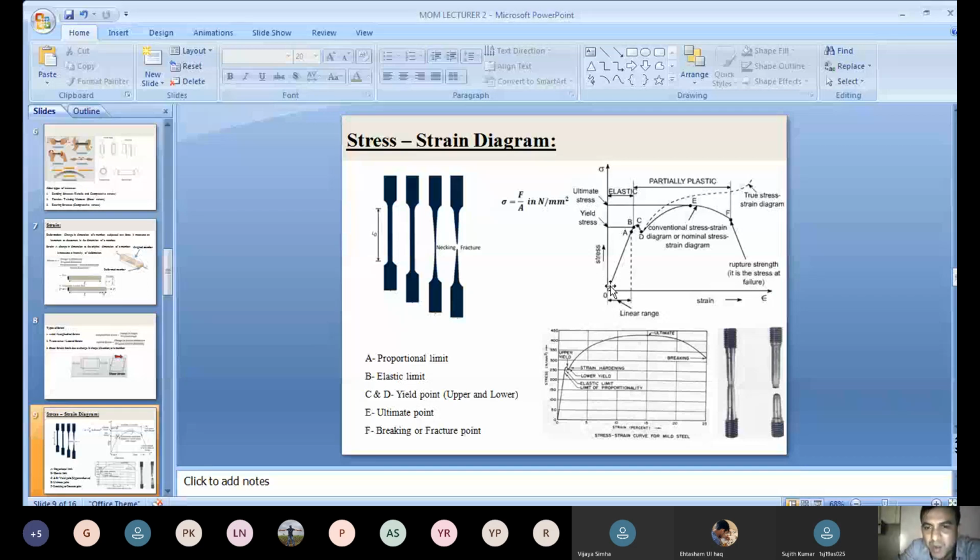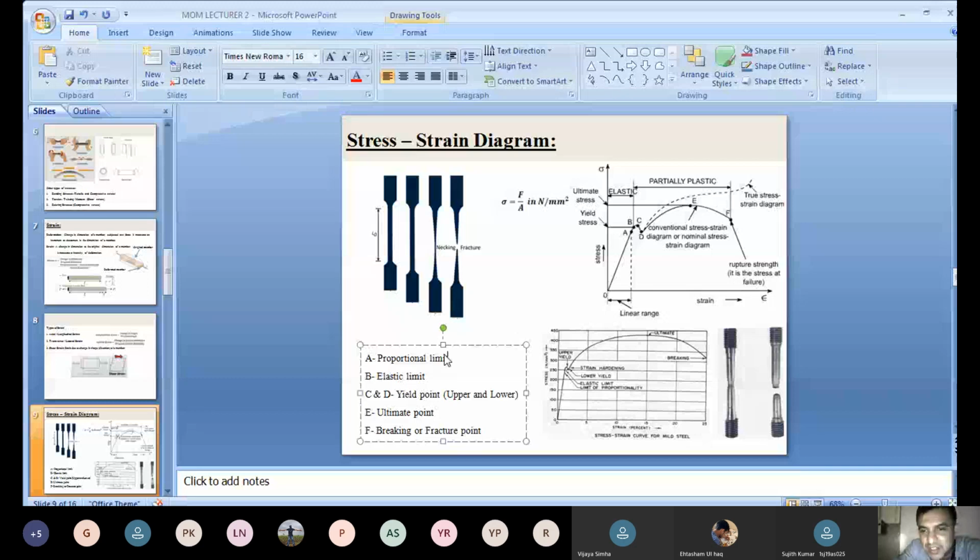Up to this point, point A is called the proportional limit. See the proportional limit. Now what do you mean by proportional? It means stress is directly proportional to strain. It is linearly proportional, right? That is called stress is directly proportional to strain. That is called the proportional limit.